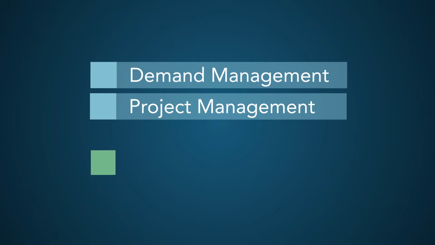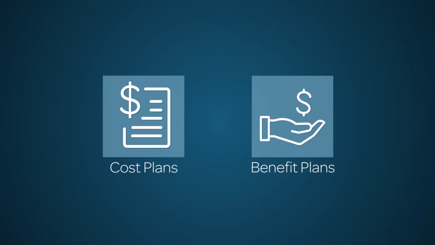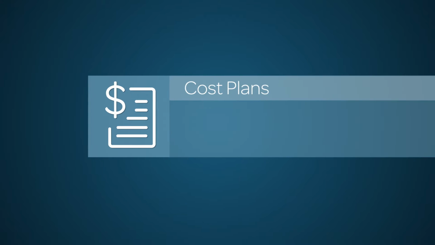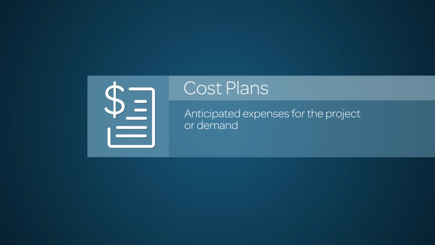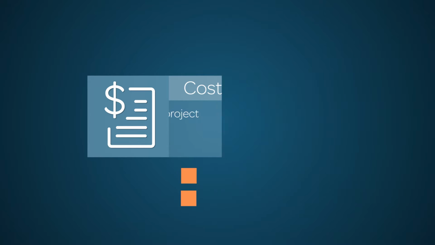return. Two areas in demand management and project management that contribute to financial planning are cost plans and benefit plans. Cost plans are anticipated expenses for the project or demand and are used for planning, budgeting, and tracking of cost. Cost plans can be either capital expense or operational expense and can be defined to meet your organization's cost management definitions. And you can associate actual costs with your cost plans to measure planning accuracy.